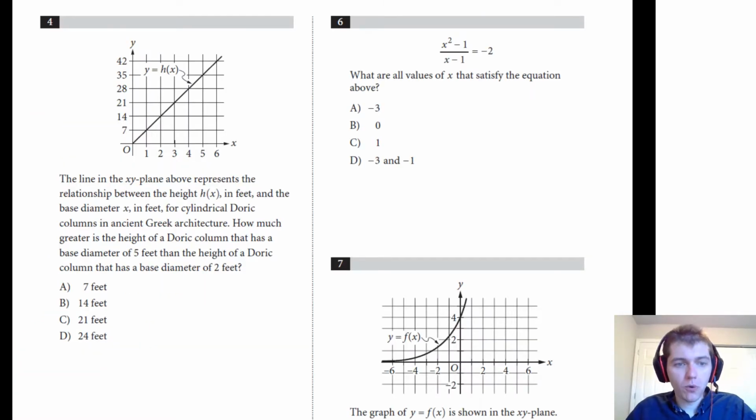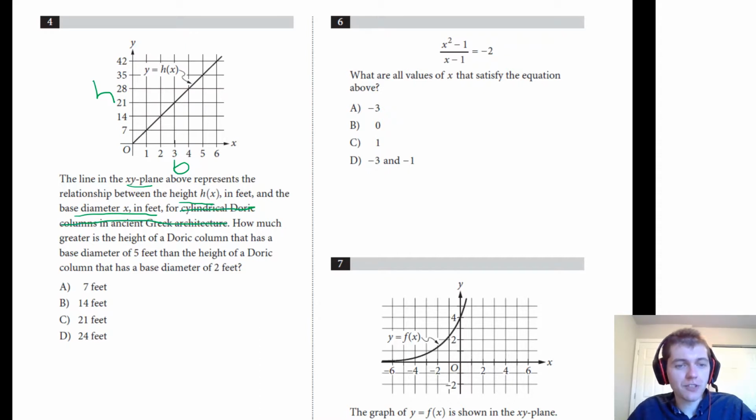Okay, problem 4. The line in the xy plane above represents the relationship between height, h of x. So right here is height. Just put that as h in feet. And the base diameter, x in feet. So we'll go ahead and call this base diameter. We'll just call it b. For cylindrical Doric columns in ancient Greek, I guarantee you will not need that information.